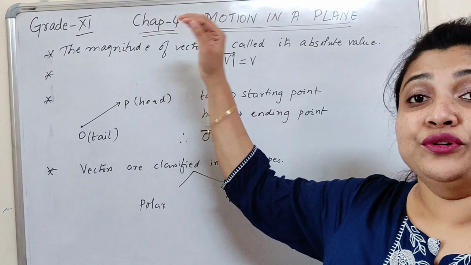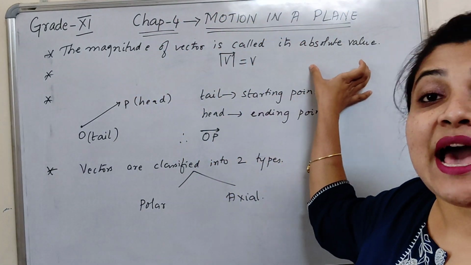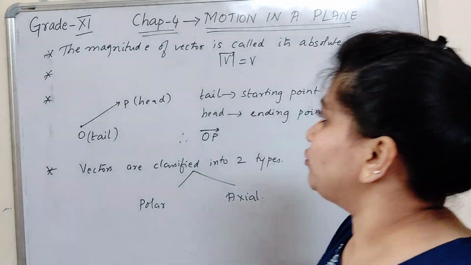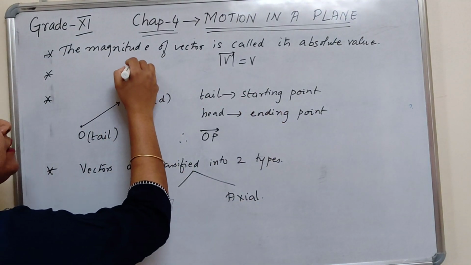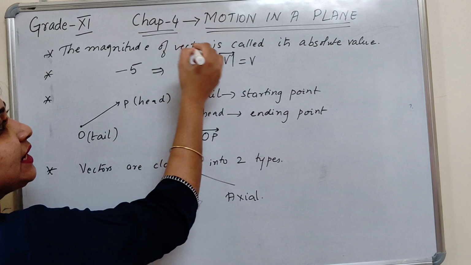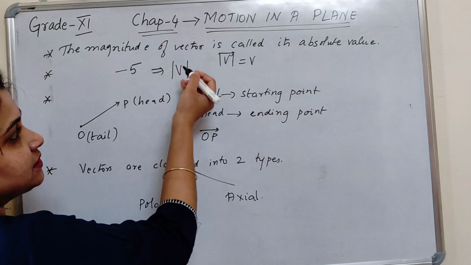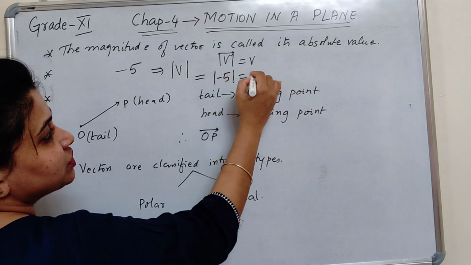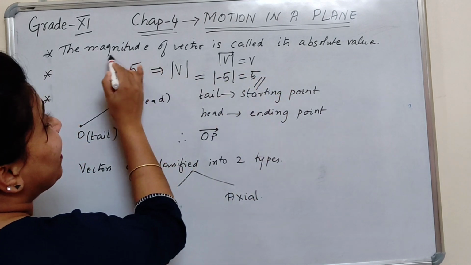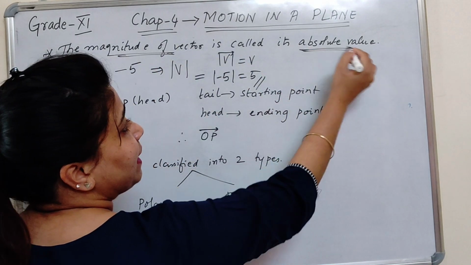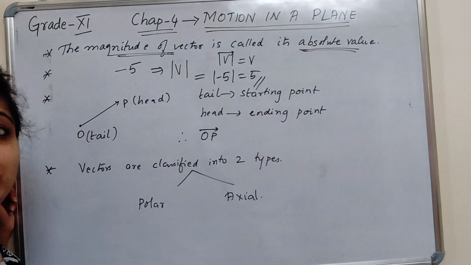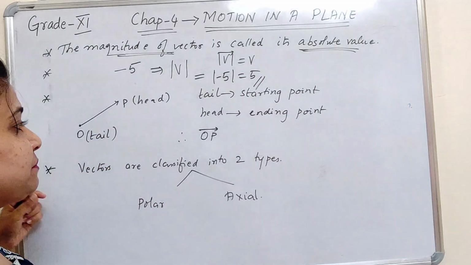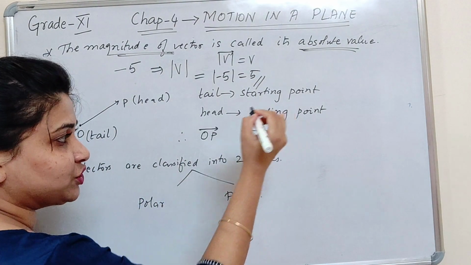The magnitude of a vector is called the absolute value. Suppose the magnitude of the vector is -5. If I put an absolute value to it, that is the magnitude of v, I will get mod of -5, which is 5. So the magnitude of a vector is always the absolute value. It's always positive.